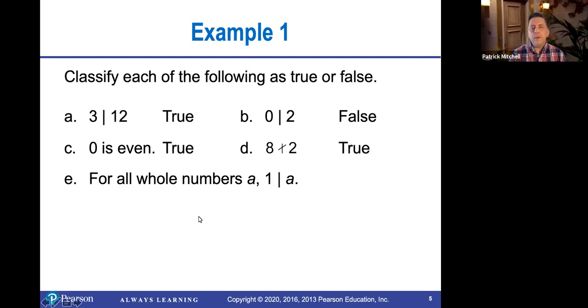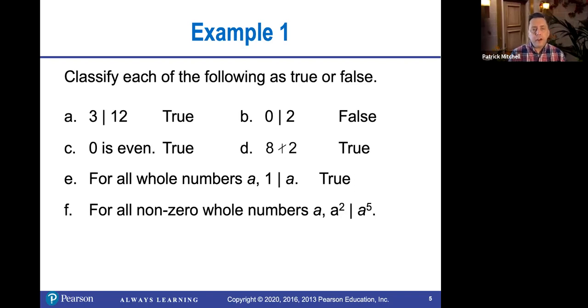All right, continuing, for all whole numbers A, 1 divides A. When you divide any number A by 1, what do you get? You get A, and you don't get a remainder. So that is a true statement.